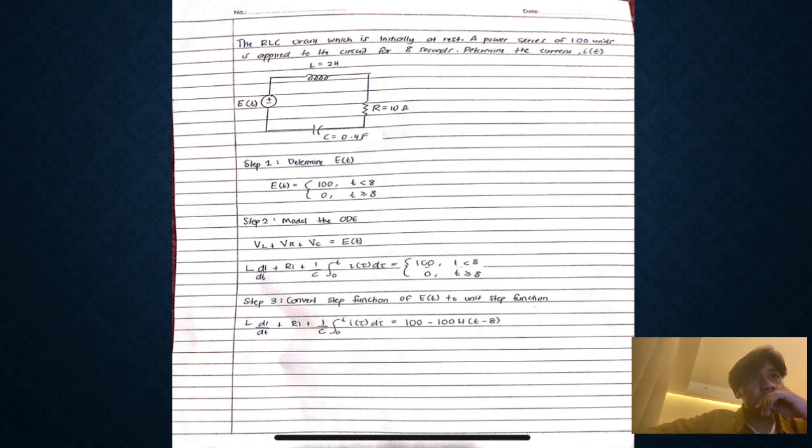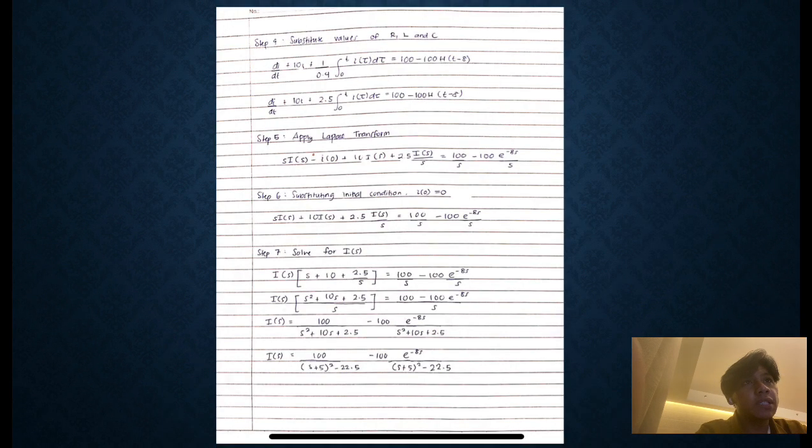We have to take the capacitor, the inductor, and also the resistance. After we get the L, the R, and the C, we convert the step function of E(t) into a unit step function. After that, for step 4, we substitute the values of the inductor, resistor, and the capacitor, and then we apply the Laplace transformation.